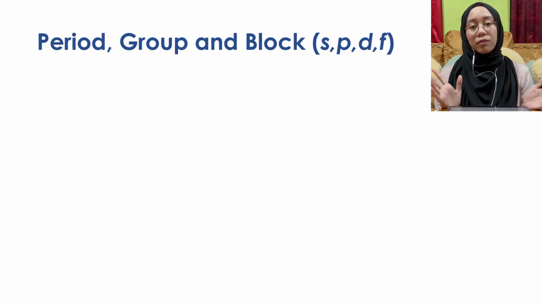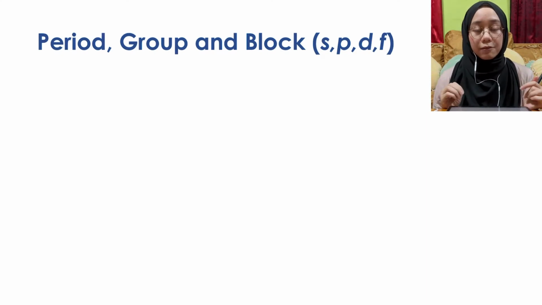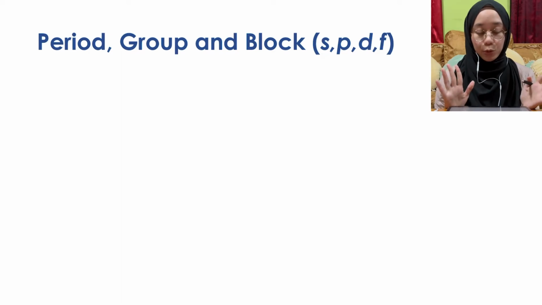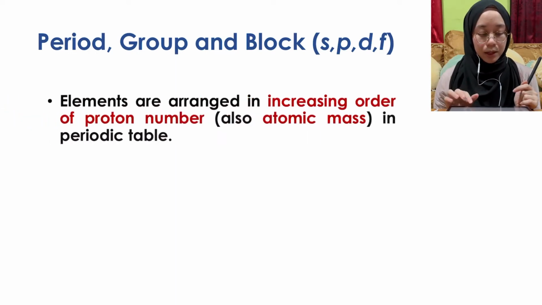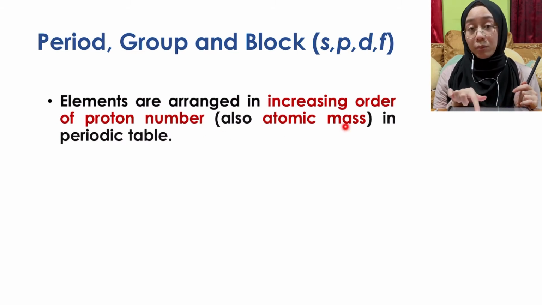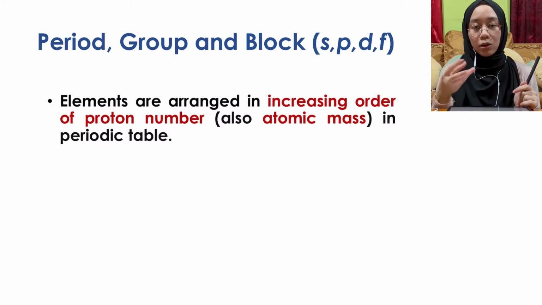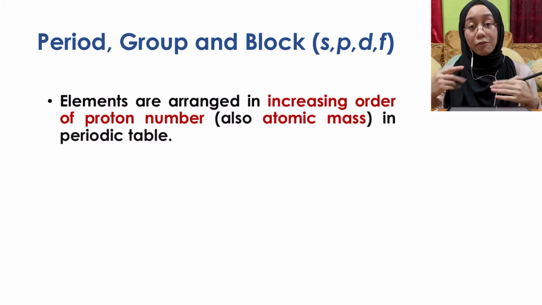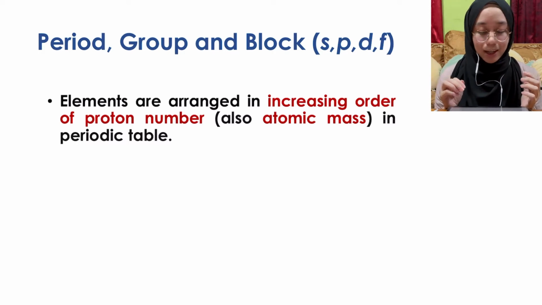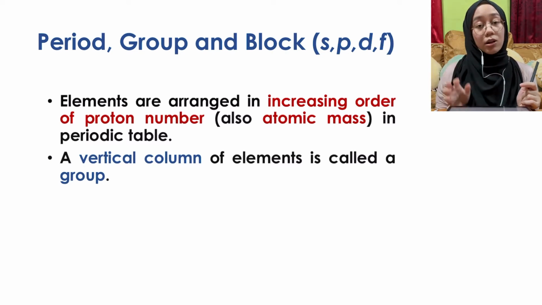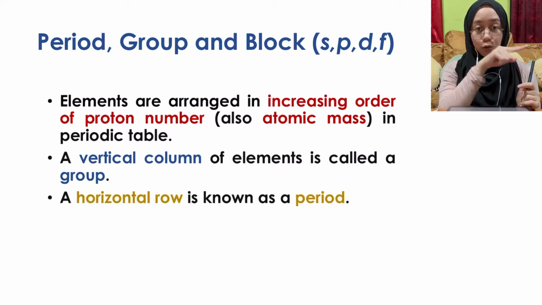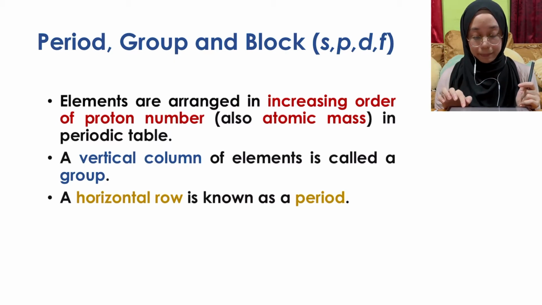The periodic table can be classified into three things. We have period, group and also block. That way it will be easier for us to know the position of each element in the periodic table. Elements are arranged in increasing order of the proton number and also the atomic mass, because the more protons or electrons inside the elements, of course their mass will also increase. So a vertical column, like this, is called a group, and then the horizontal row is known as a period.